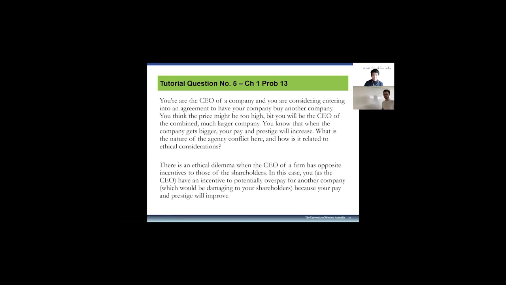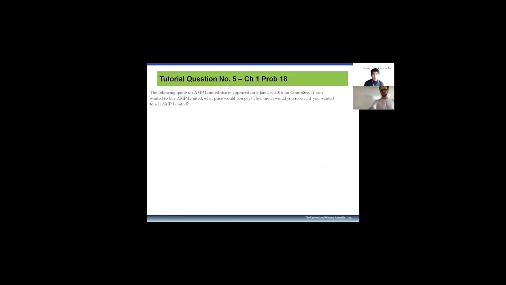Yeah. All right, now let's come to the last question. It's tutorial question number 6, chapter 1, problem 18. This is a question related to the share market. The following quote on AMP Limited shares appeared on the 5th of January 2016 on ComSec, which is about 4 years ago now. If you wanted to buy AMP Limited, what price would you pay? How much would you receive if you wanted to sell AMP Limited?